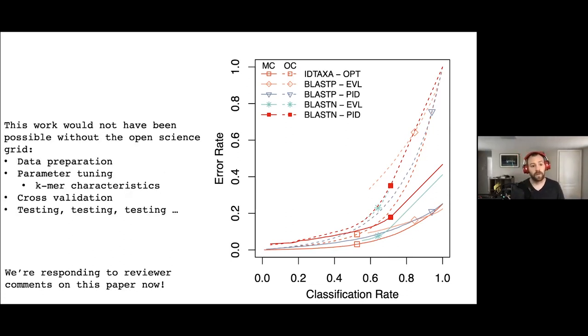So we worked with a whole bunch of data. Our data preparation had to be done on the grid. Our parameter tuning had to be done on the grid. Our cross-validation had to be done on the grid. We tested various iterations of this tool on the grid before we submitted this paper. Absolutely nothing we did could have been done without having access to high throughput computing.